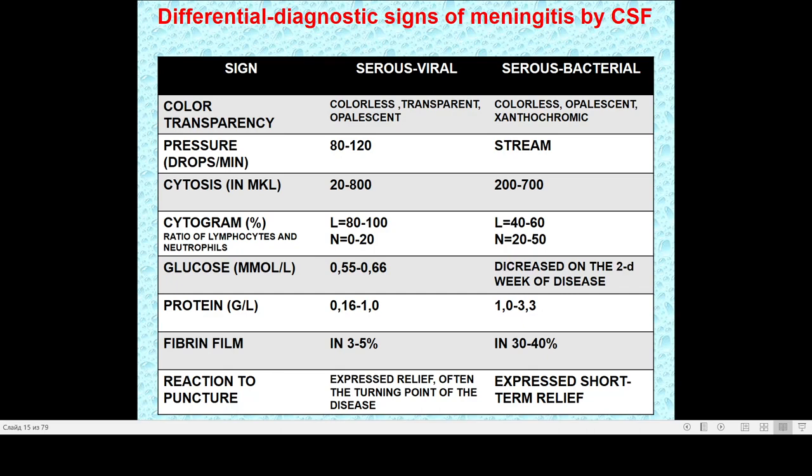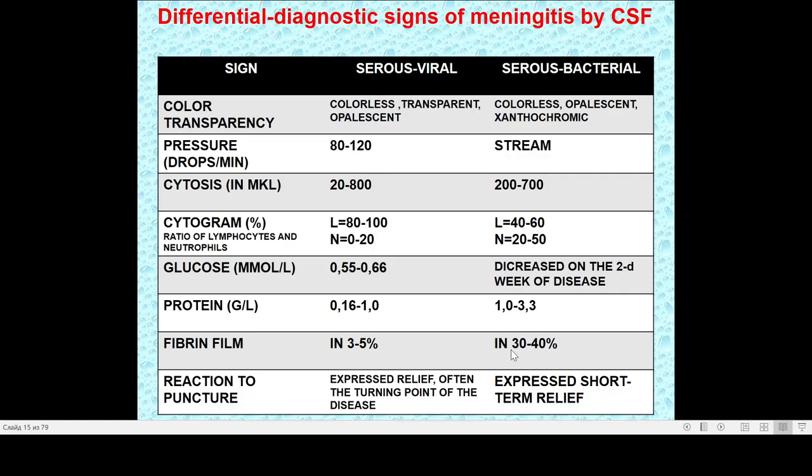Serous viral meningitis and serous bacterial meningitis. Examples of serous bacterial meningitis are TB meningitis, leptospirotic meningitis, and some other infections. So what is interesting here? In serous bacterial meningitis, the level of sugar will be decreased, first of all. Cells will be at the same level. Pressure must be higher for serous bacterial meningitis, but for serous viral, the pressure may be practically the same.